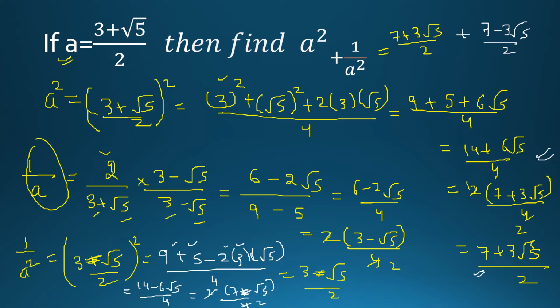Yes, you have to write here what it is. You have taken 2 common, so 3 will be left here, okay? 7 minus 3 root 5 by 2. Now if you take 2 common, 2 LCM, so 7 plus 3 root 5 plus 7 minus 3 root 5. 3 root 5 gets cancelled with 3 root 5, 7 and 7, 14 by 2, that is 7. This is your answer. Got my point? Let's move on to the next question.